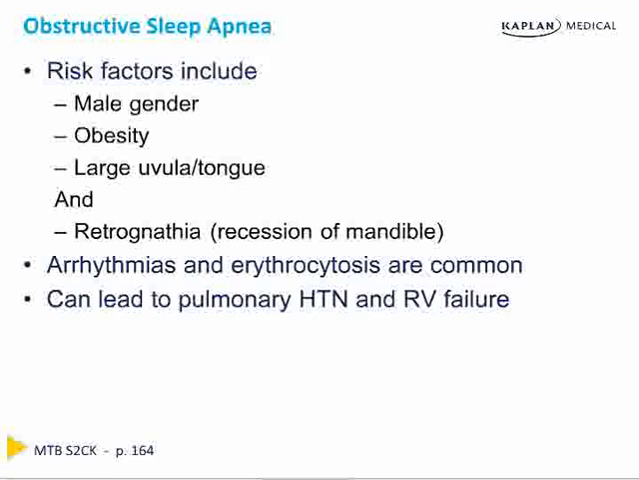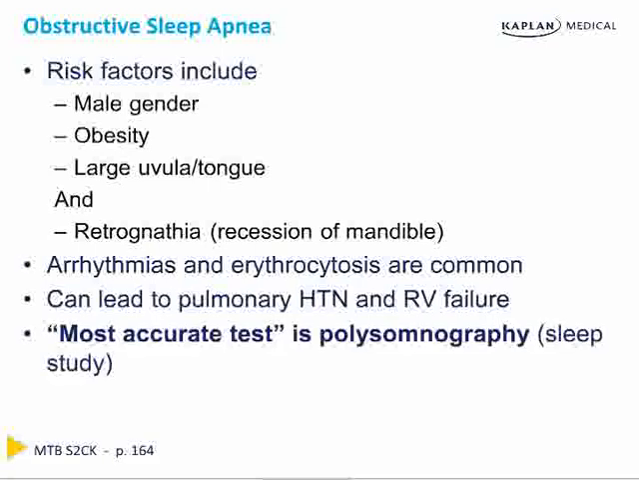If the chronic nocturnal hypoxia is particularly severe and untreated, as we said before, chronic hypoxia is going to lead to hypoxic vasoconstriction in the lung, and these patients can develop pulmonary hypertension and RV failure. The most accurate test to diagnose OSA will be polysomnography, or a sleep study. You're going to see multiple episodes of apnea during the night when the patient actually stops breathing.